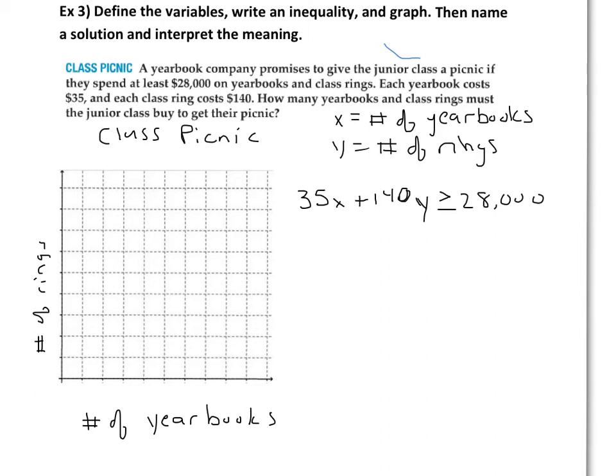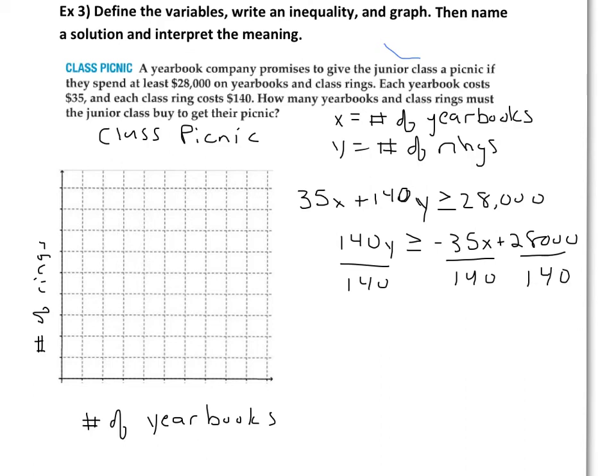So I'm going to subtract the 35x off, and I've got 140y is greater than or equal to negative 35x plus 28,000. Then I'm going to divide everything by 140. So that cancels. I have y greater than or equal to, and this is just going to reduce to negative 1/4 x, and when I go ahead and divide that, I get plus 200.